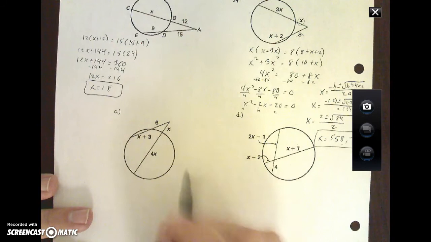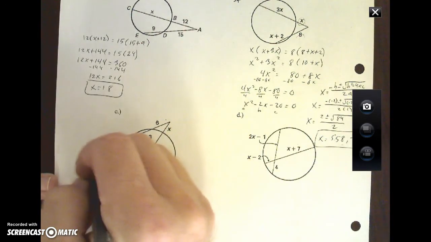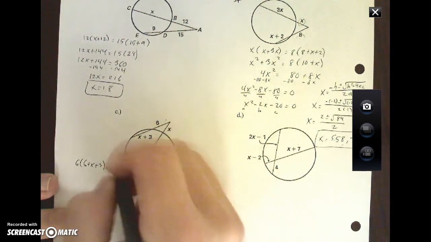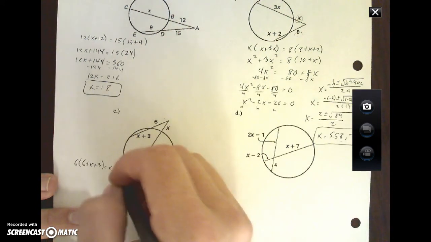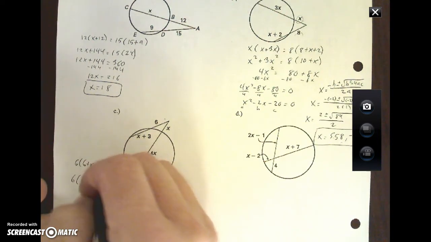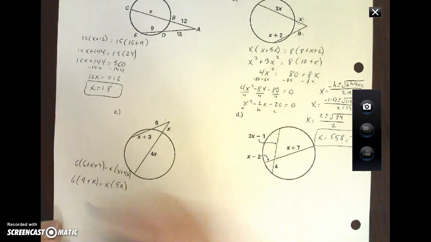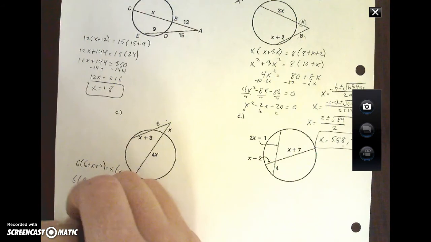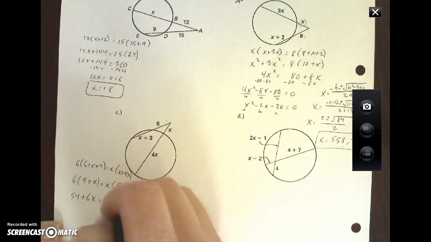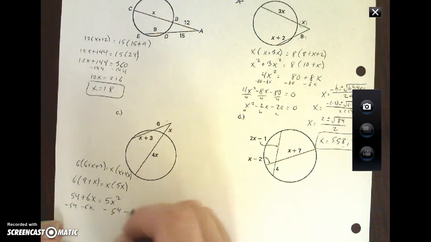Alright, let's finish up with these last two problems here. Outside 6 times the entire thing, 6 plus x plus 3, equals outside x times the whole thing, x plus 4x. So we got 6 times 9 plus x equals 5x. I can distribute the 6 in. 54 plus 6x equals 5x squared. Move everything over. So 0 equals 5x squared minus 6x minus 54.